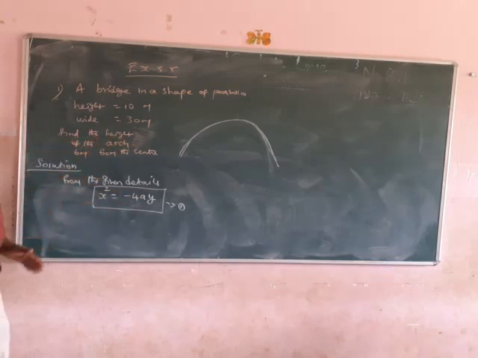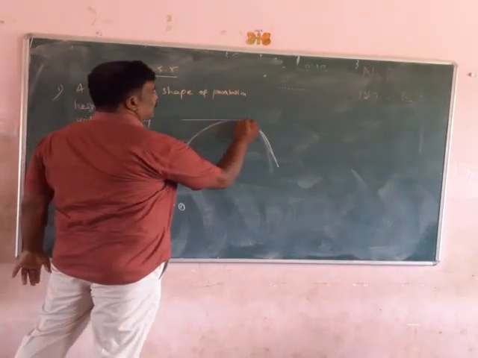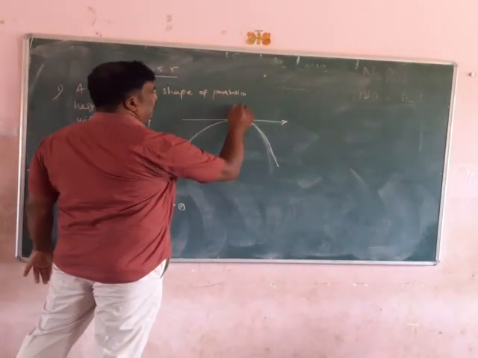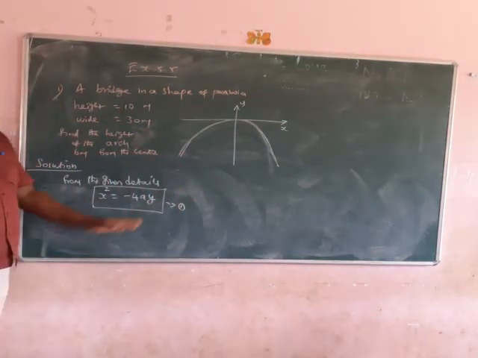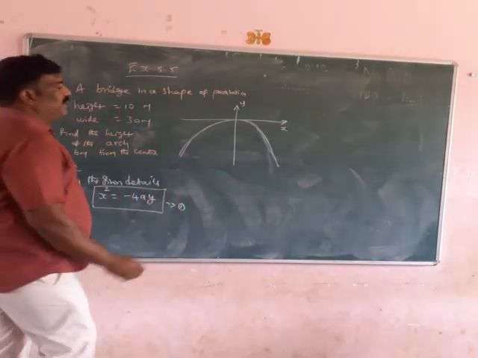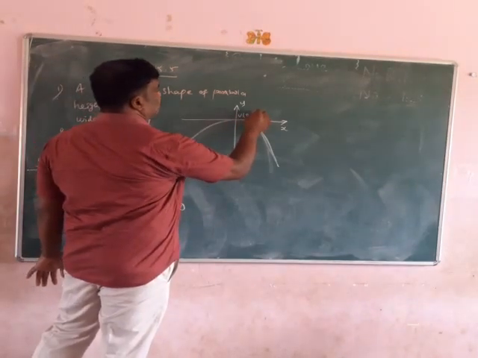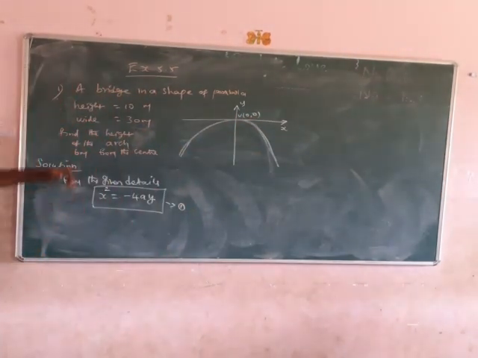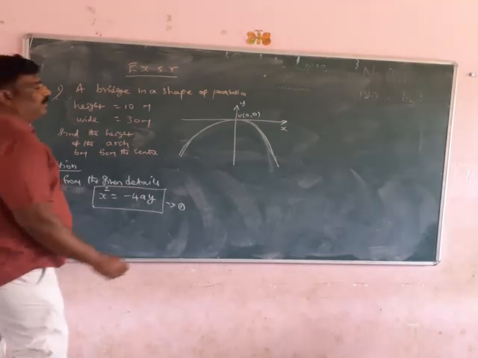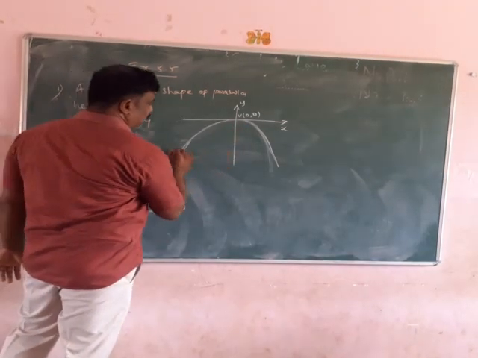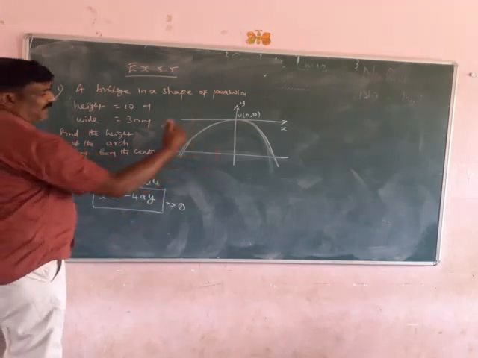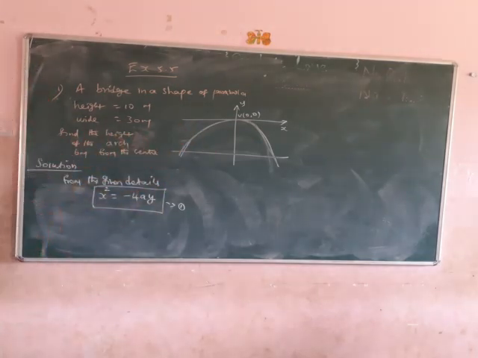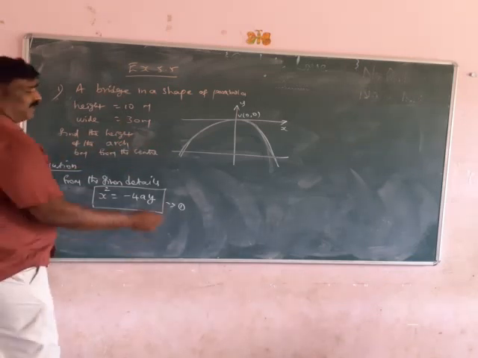Next, let me assume that the vertex is like this. It is the y-axis and it is the x-axis. So the vertex is 0, 0. And the height of the parabola is 10 meters, given. Let me assume the line is like this. Let me consider this as the equation of the latus rectum.